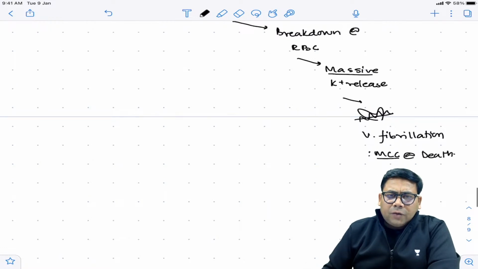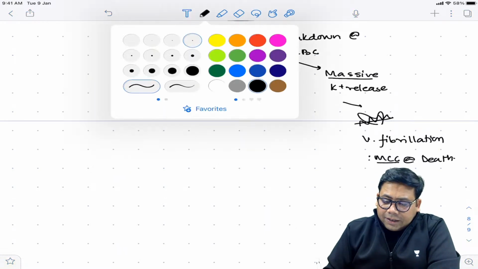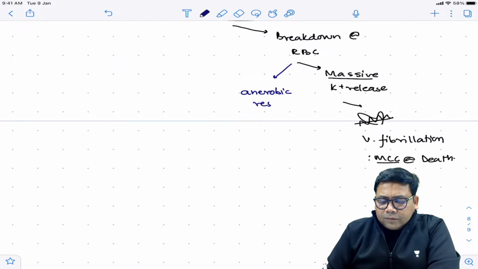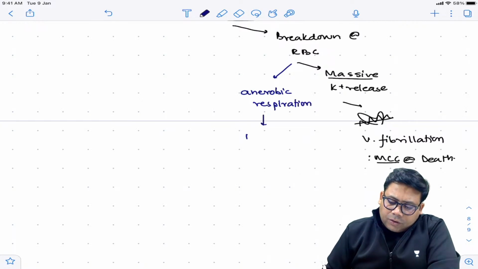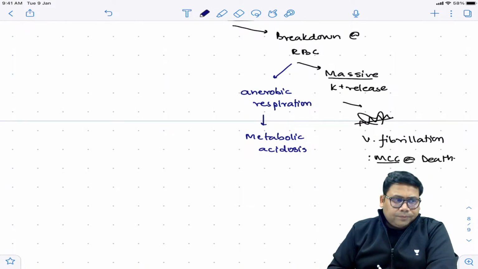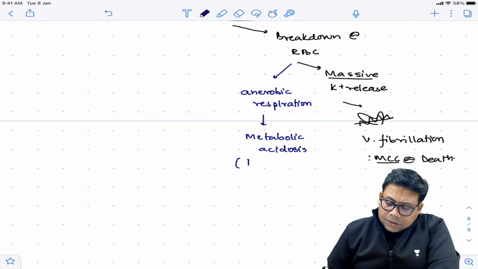The next thing that you need to understand: since there is breakdown of RBCs, what is the next thing that is going to develop? There will be anaerobic respiration. And since there is anaerobic respiration, what will be the classical profile of the body? Therefore, there will be metabolic acidosis. Why will there be metabolic acidosis? Because of the increased accumulation of what? Lactate. Because simply there is increased accumulation of lactate. This is a very important thing to understand.